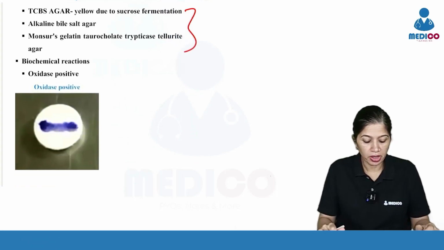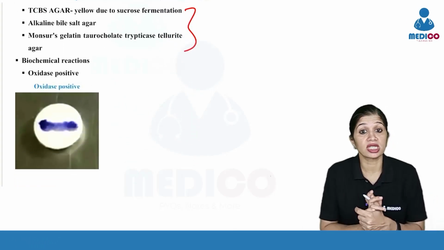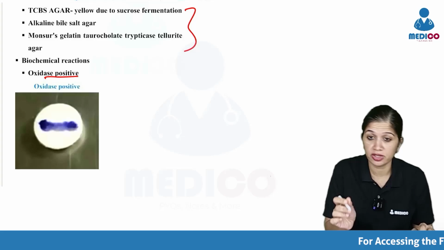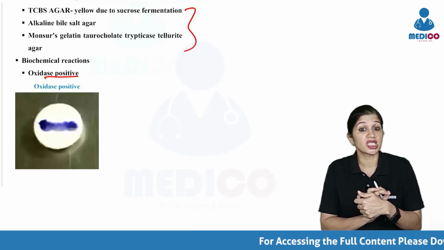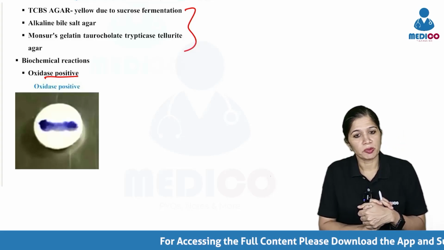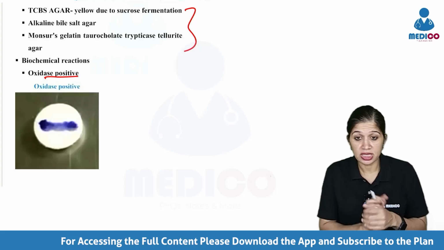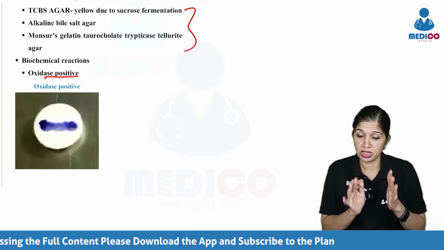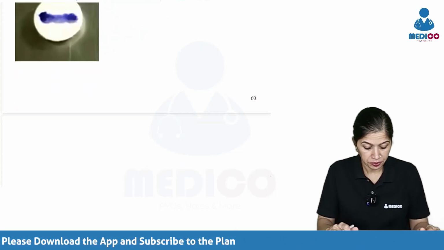Then what are the biochemical reactions you get to see? It is oxidase positive. See this violet color that you get to see that usually develops within 10 seconds. That shows the presence of the enzyme cytochrome oxidase. This is oxidase positive.